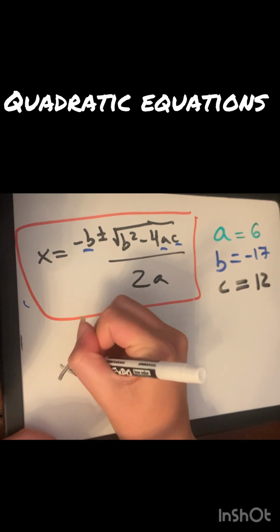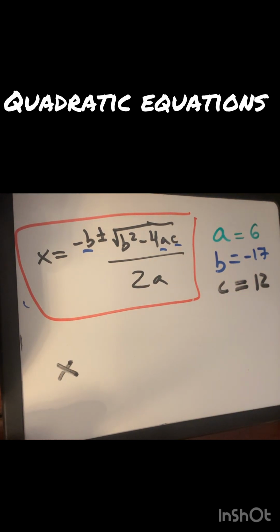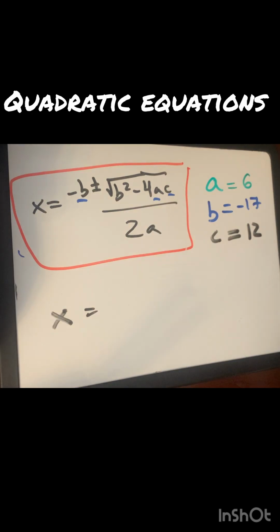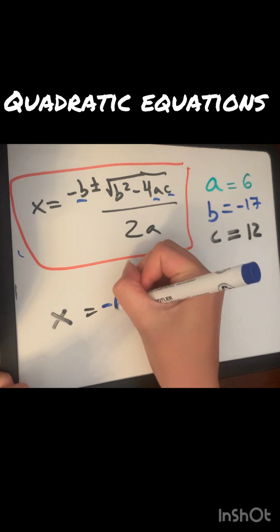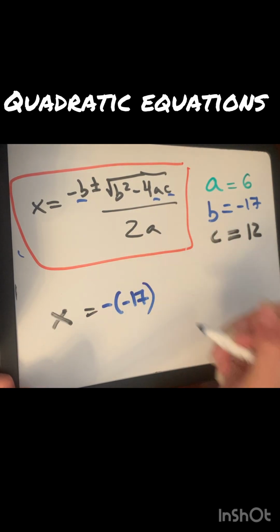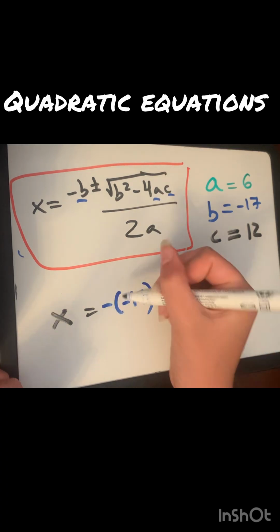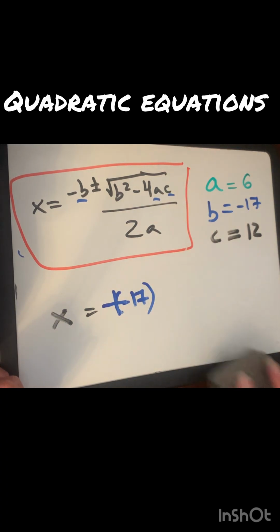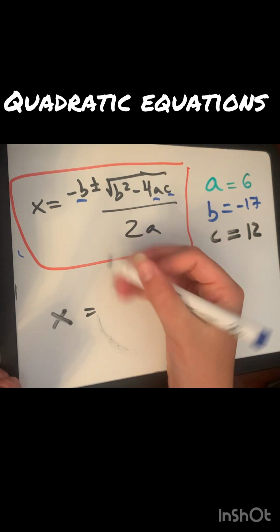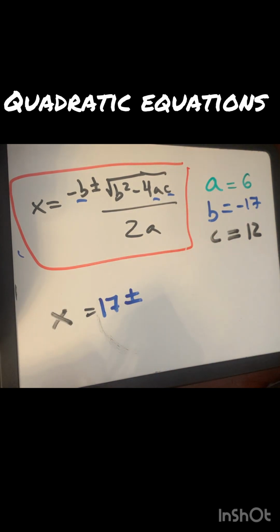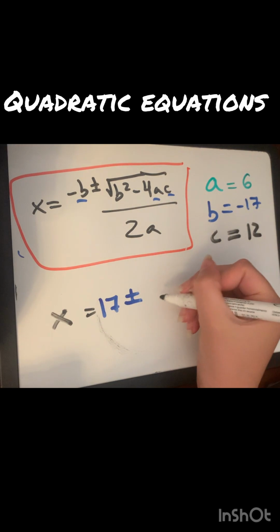So x equals, and then B, negative 17. What does that mean? When you see a negative and a negative, it becomes a positive. So this would be 17. Then plus minus. If you don't know what plus minus is, it just means that in this formula we're going to add and also subtract. You'll see further on, it's not that confusing.